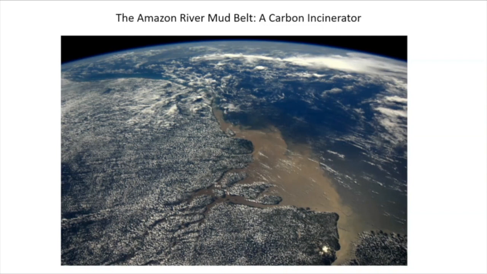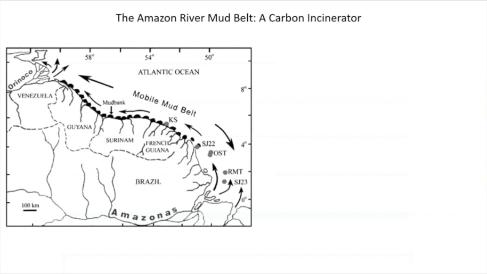And I'll make one quick point, which is that if you look at this area, and this is just a simple map showing the same area, you see this muddy coastline and these mud banks, which move from the mouth of the Amazon here all the way up to the Orinoco River. And as they do so, they turn over and they come into contact with oxygen from the atmosphere, which causes the organic carbon to break down and emit CO2.